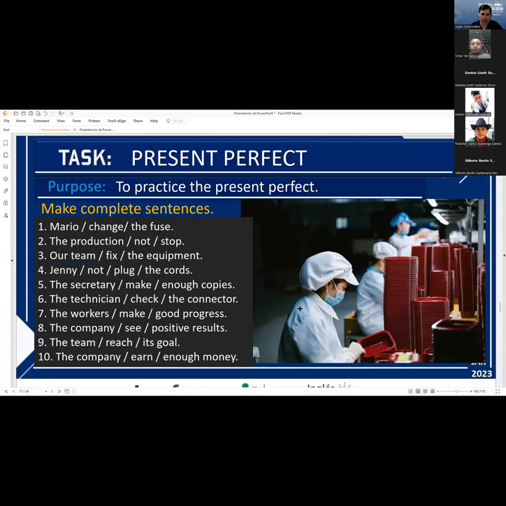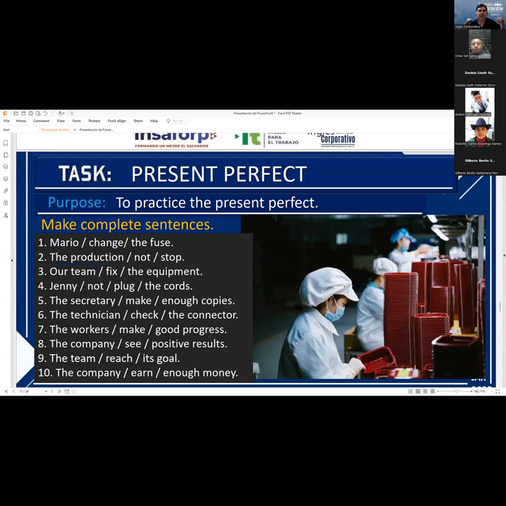Let's see. Present perfect. Okay, what do we have to do? Make complete sentences. This one, let's do it together. Angelitos, what's number one?